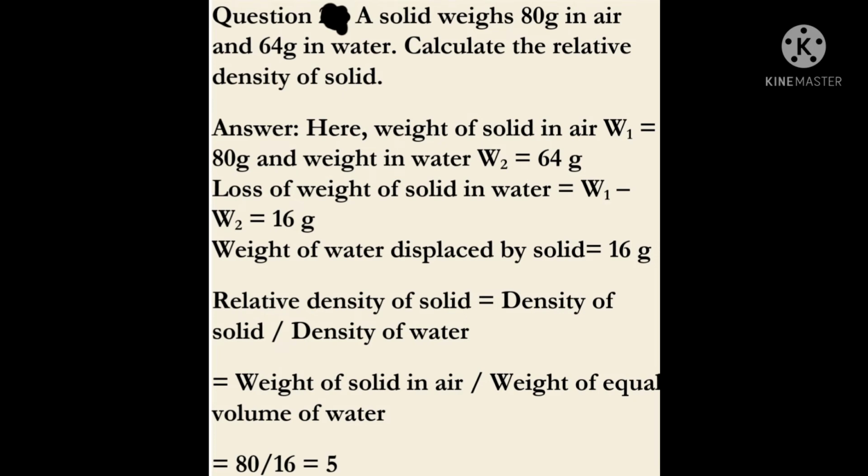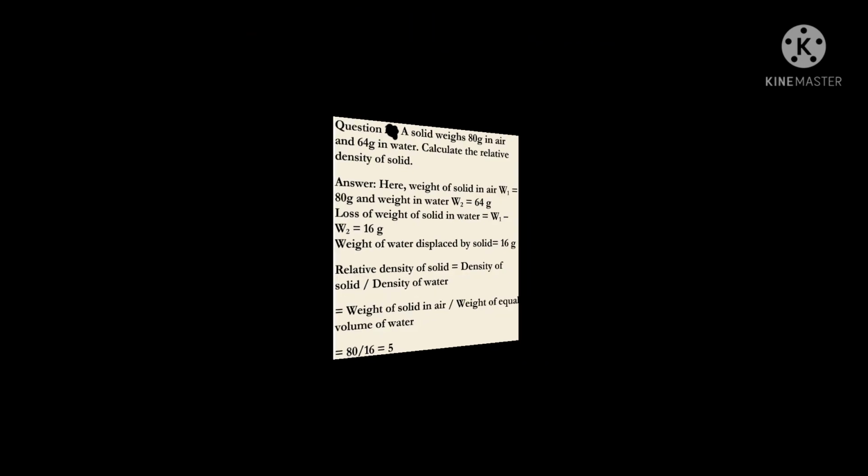Students, here the weight of solid in air W1, that is 80 gram, and weight in water W2, that is 64 gram. So loss of weight of solid in water, that is W1 minus W2, that is 16 gram. Weight of water displaced by solid, that is equal to 16 gram. So relative density is equal to density of solid upon density of water. So that is equal to weight of solid in air upon weight of equal volume of water, that is 80 upon 16 is equal to 5.